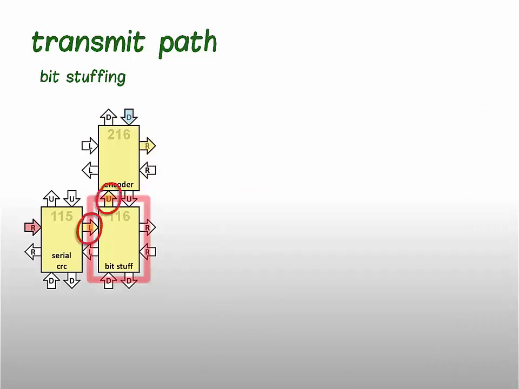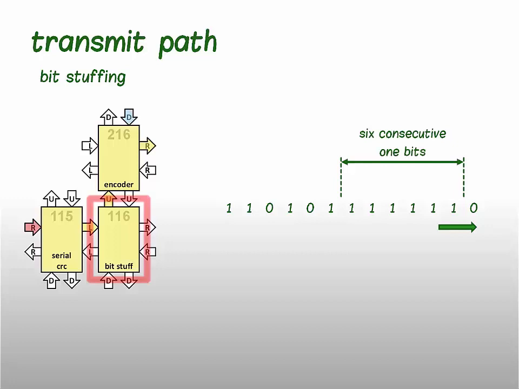Bit stuffing is carried out in node 116. It passes all data and commands from left port to up port. Bit stuffing algorithm is simple. Let's say that this is a stream of bits passing through the node. When it encounters 6 consecutive 1 bits, it just inserts a 0 bit into the stream.